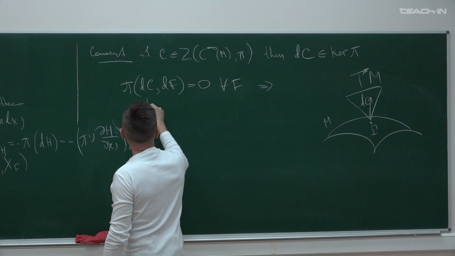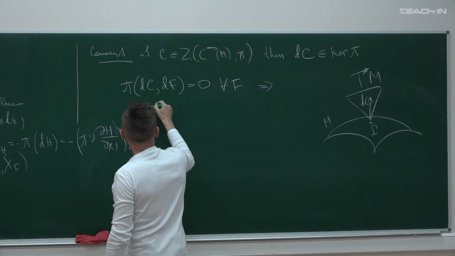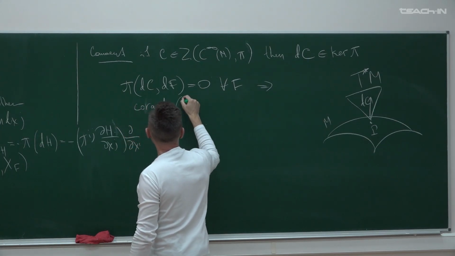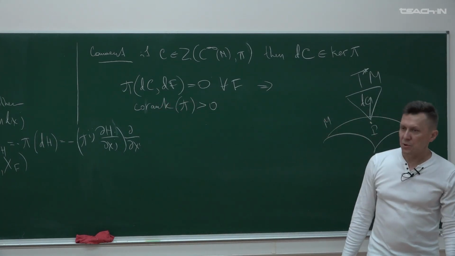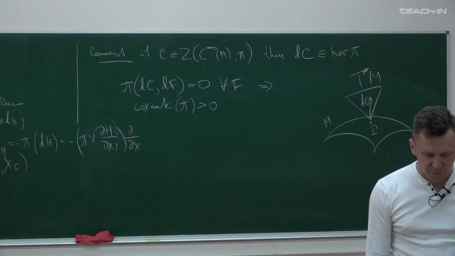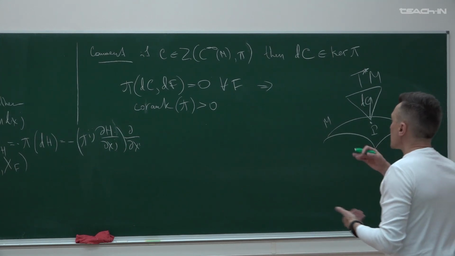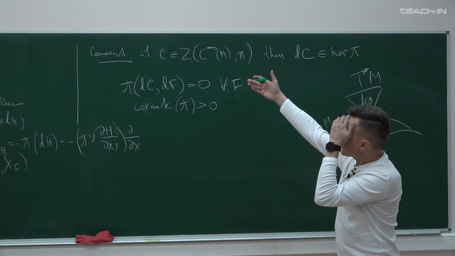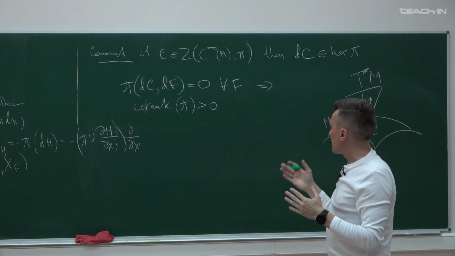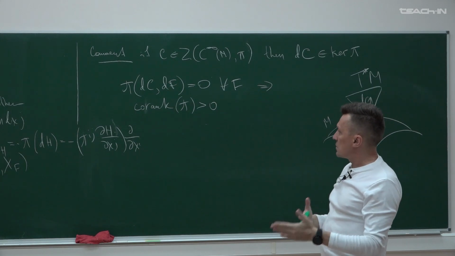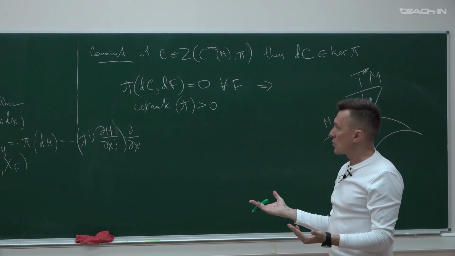The co-rank of pi is non-trivial, so it is degenerate. So in a sense, the existence of Casimir functions on our Poisson variety is equivalent to the degeneracy of the Poisson structure.